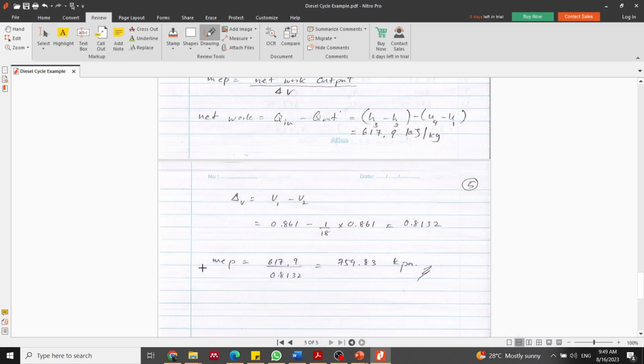Then we can apply it for the mean effective pressure. The work output is 617.9 divided by delta V, which is 0.8132. Then it becomes 759.83 kilopascal, the pressure value.